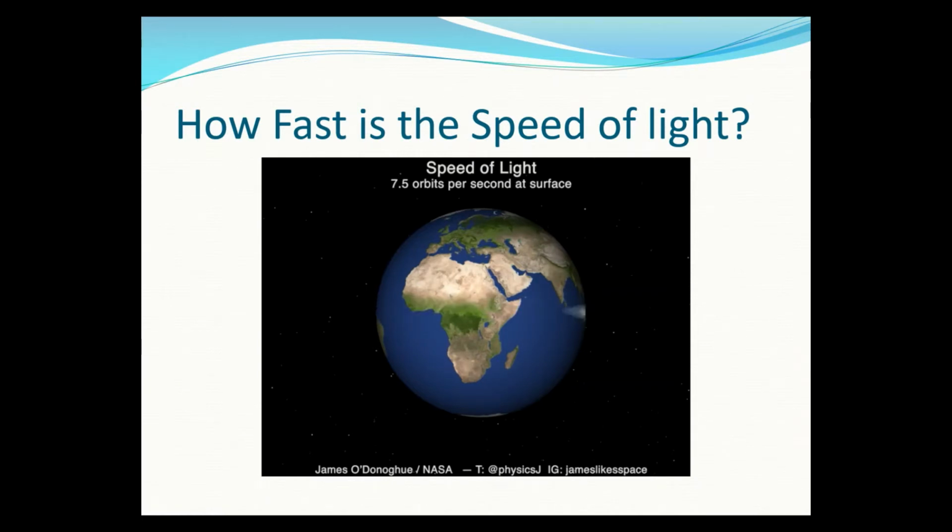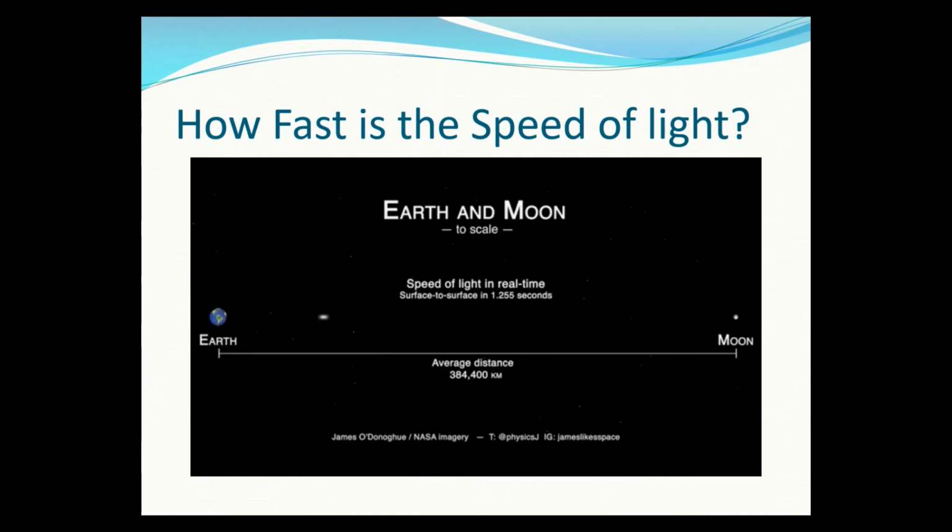So here's a couple of gifts that I have. If you're trying to measure the speed of light on Earth, this is how fast the speed of light is. It can go 7.5 orbits per second at the surface. So it orbits the Earth 7.5 times every second, which is crazy fast. It looks insanely fast. But if you start increasing your distance, the speed of light slows down.